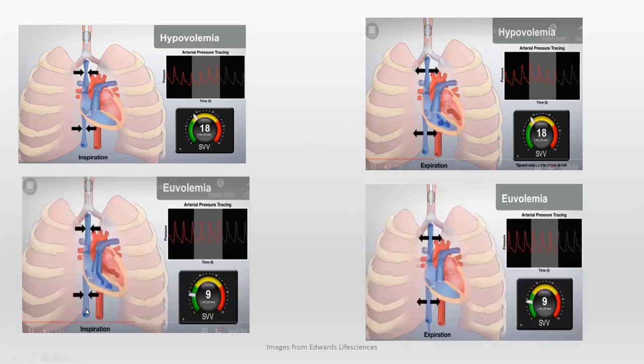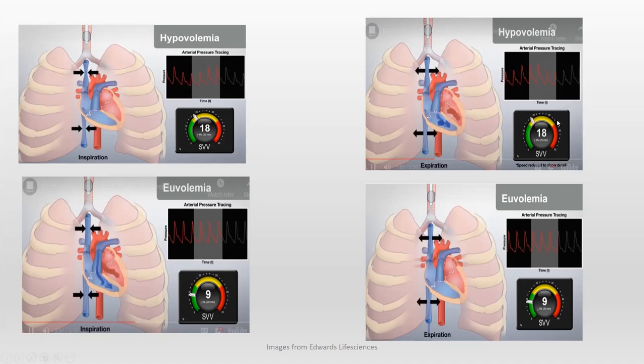But once they're euvolemic, that positive pressure breath usually does not cause that narrowing of the IVC and SVC and does not affect our preload, so you don't have that much stroke variation. And you can see the stroke variation in the waveforms over here.